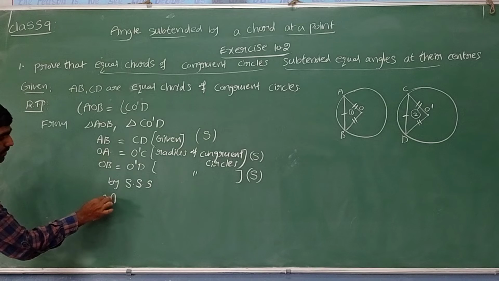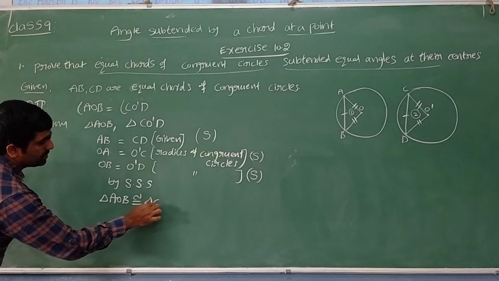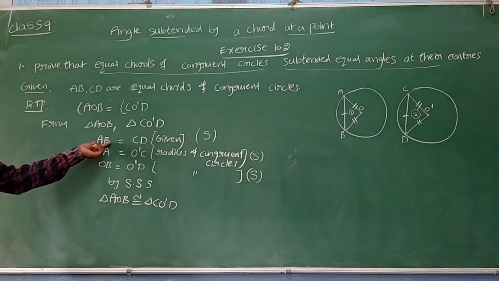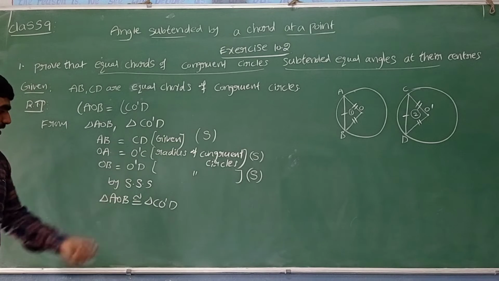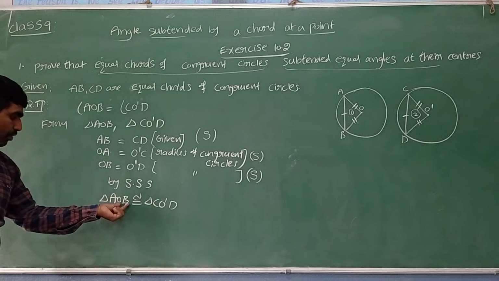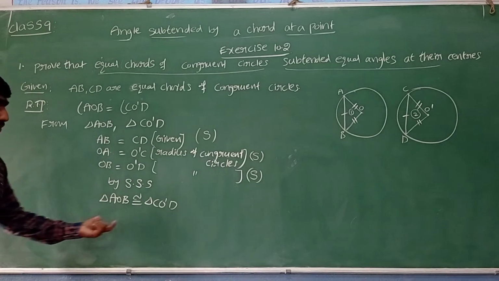Let me write triangle AOB is congruent to triangle CO dash D. We'll check the equal parts. AB equal to CD, OA is equal to O dash C, OB equal to O dash D. Correct symbolic form. Now we take the corresponding angles.